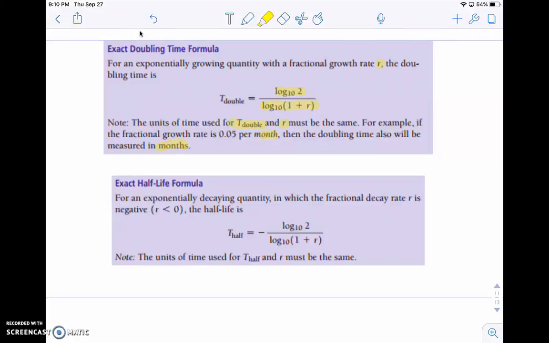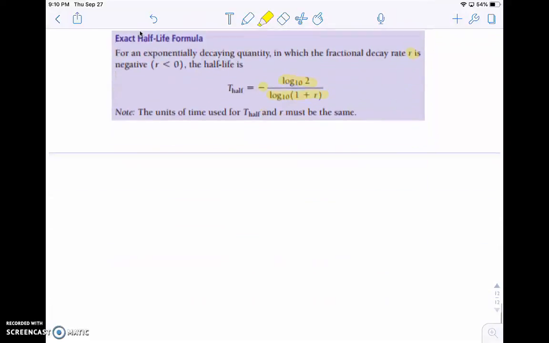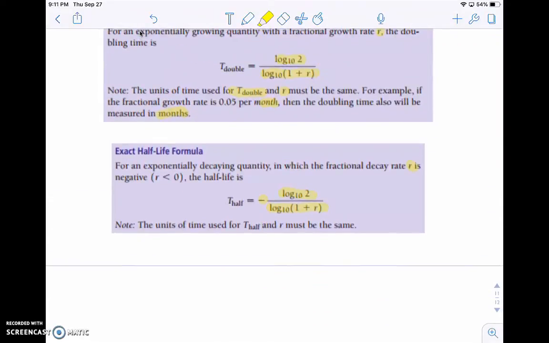Similar to that, for an exponential decay quantity, in which the fractional decay rate is r, the half-life is just going to be negative log base 10 of 2 divided by log base 10 of 1 plus r. And again, note that those units must be the same. So we will get more into that in Unit 8C, but that wraps up Unit 8B for us. If you have any questions, please do not hesitate to let me know.